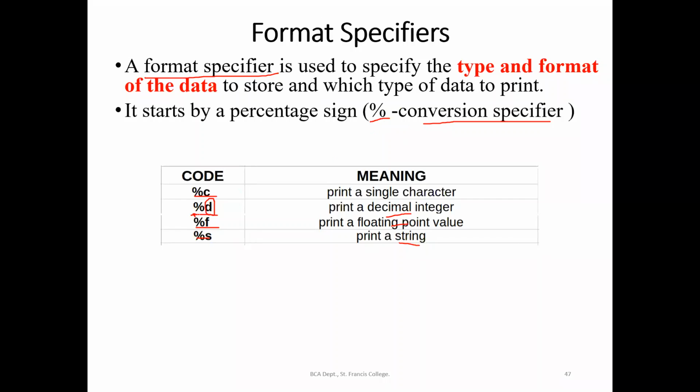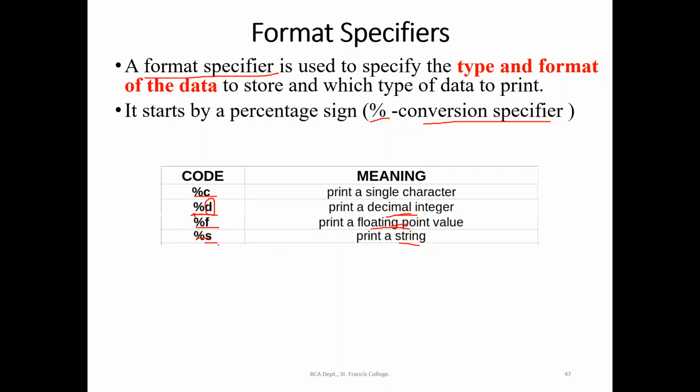Whenever the compiler encounters a percentage symbol, it will understand that some conversion is required, and then the succeeding character D will determine the data type to which it has to convert. Even if you enter 12.2, if it is mentioned as %D, it will be taking only the integer value. It will round off to 12. Okay, %F means if you are entering a decimal point, it will be taking it as a decimal value. %S, it will be taking it as a string.